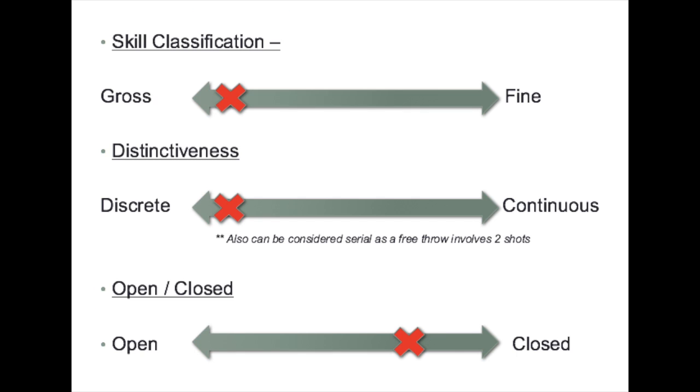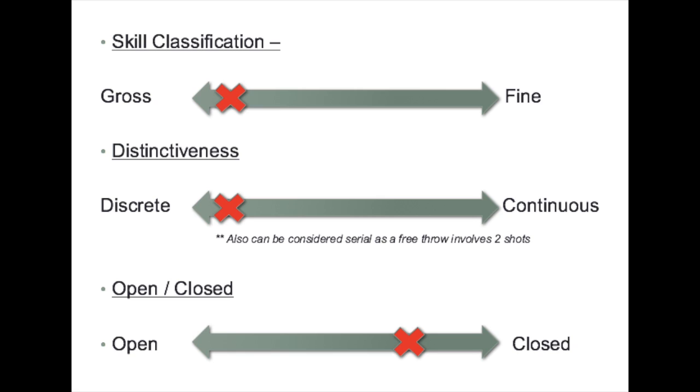The skill of the free throw has been classified using the one-dimensional classification as a gross motor skill, as it requires large muscle groups such as the quads and the glutes. The distinctiveness of the movement has been classified as a discrete skill. This is because it has a noticeable beginning and end point.